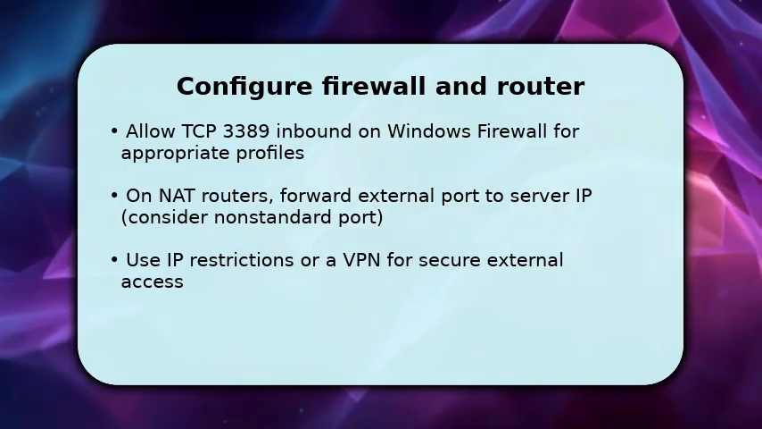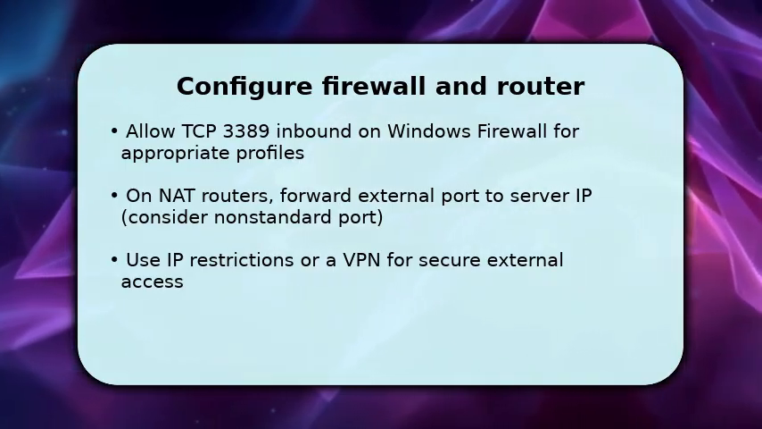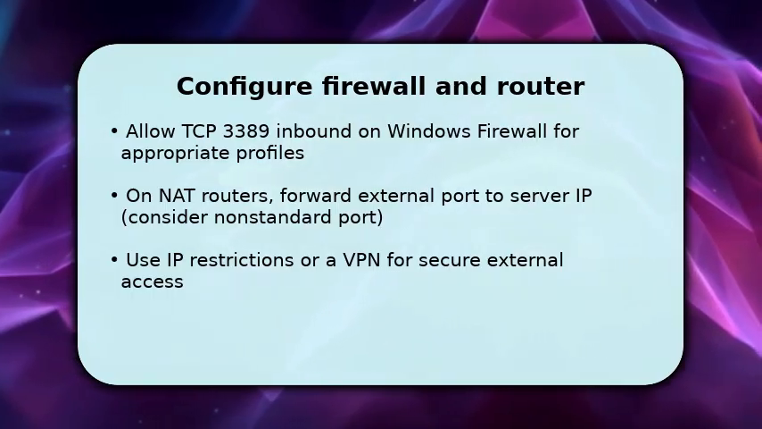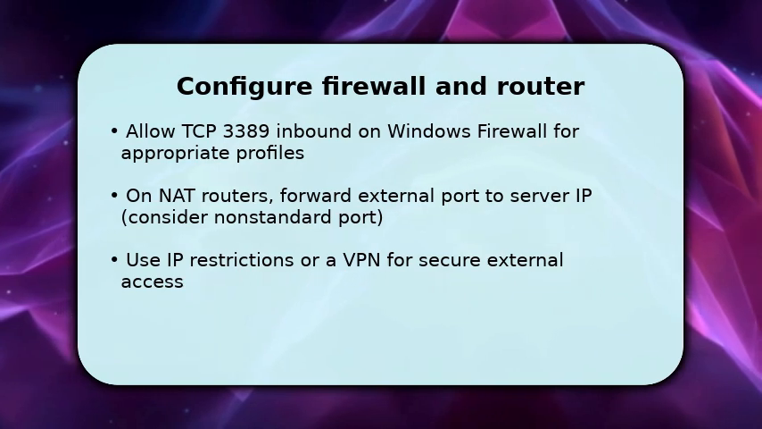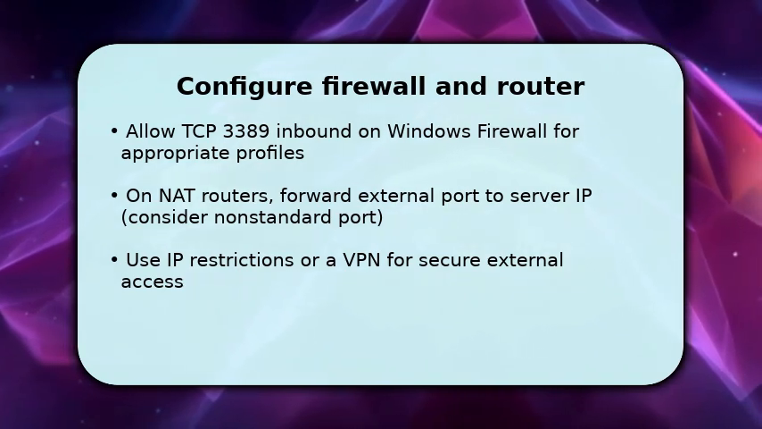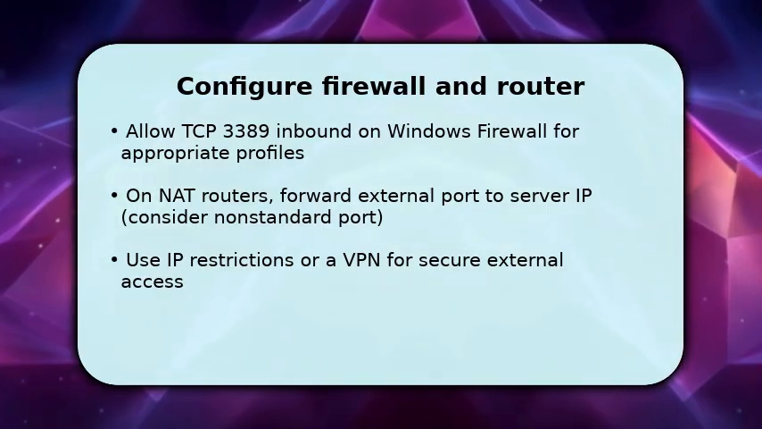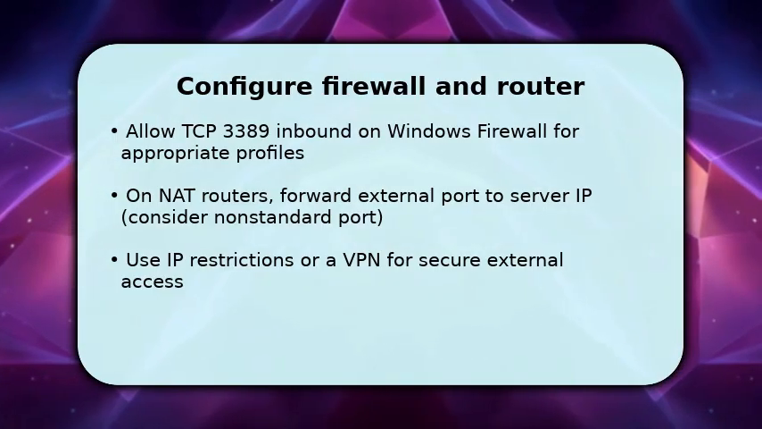If you need external access, set a port forward on your router from a chosen external port to the server's internal IP and 3389. For security, prefer a VPN or restrict allowed source IP addresses. This prevents exposing RDP directly to the internet and reduces risk.